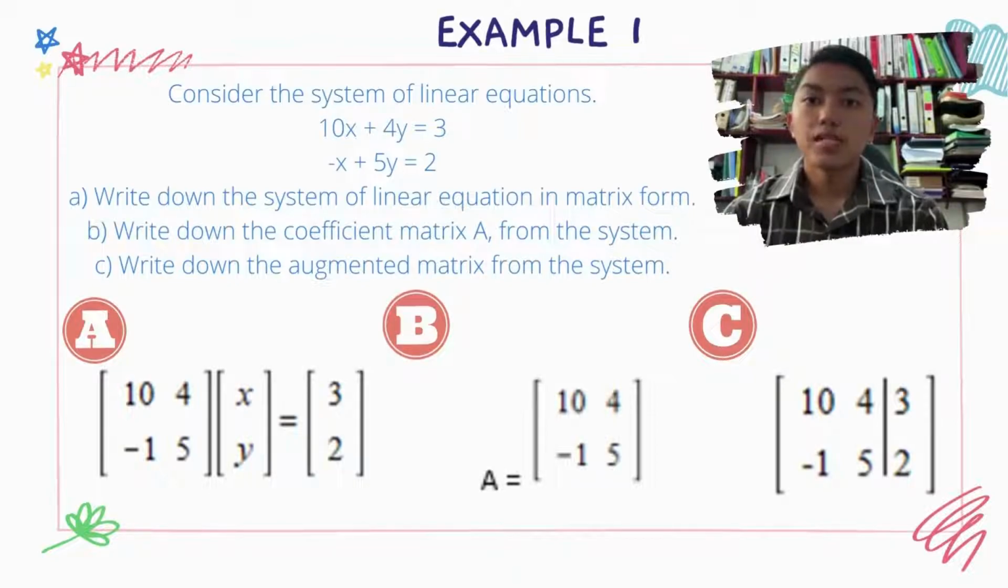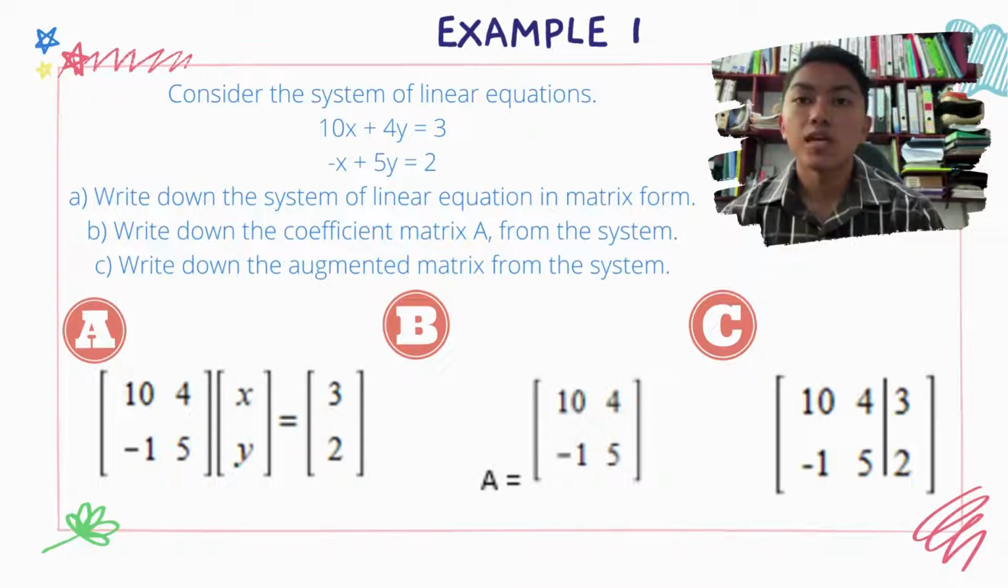Let's do some examples. Example 1. Consider the system of linear equations. This example has two equations. A. Write down the system of linear equations in matrix form. Okay, matrix form is in the form of AX equals B.